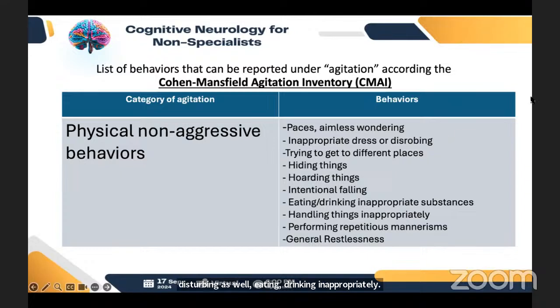And then handling things inappropriately, performing repetitive mannerisms or behaviors. So general restlessness is considered a physical non-aggressive behavior.